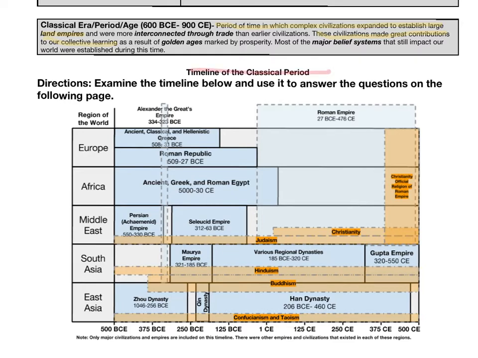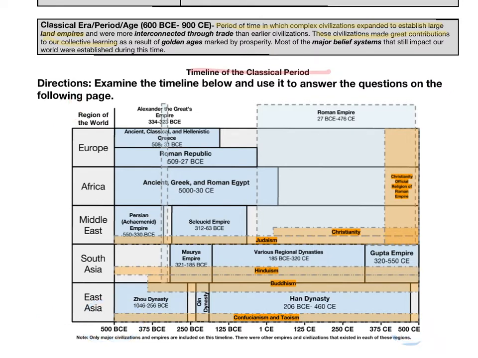This timeline looks a little bit different than the traditional timelines that we've looked at so far. What we'll notice is the x-axis, which goes from left to right, is showing us dates, and the y-axis that goes up and down is showing us regions of the world. By looking at our x-axis, we can tell that this timeline of the classical period begins in 500 BCE and ends 500 CE.